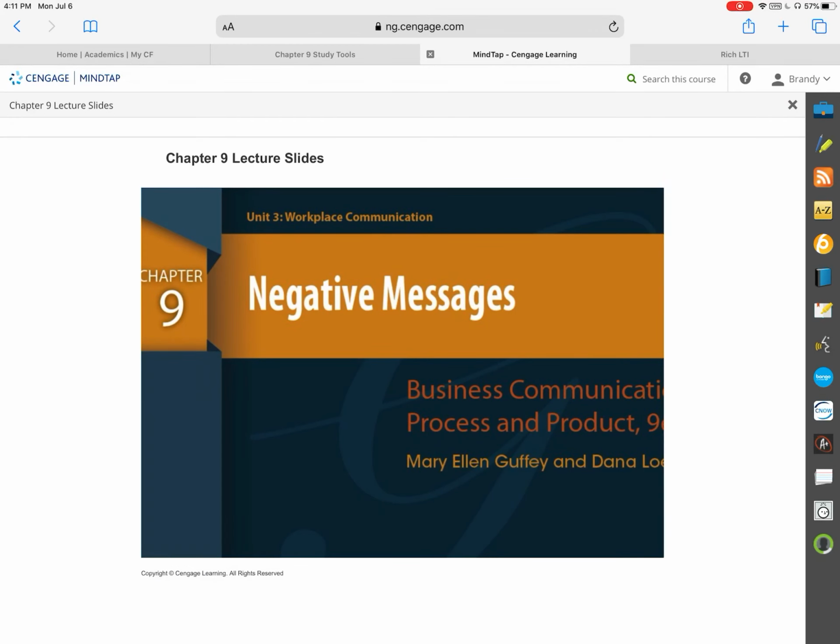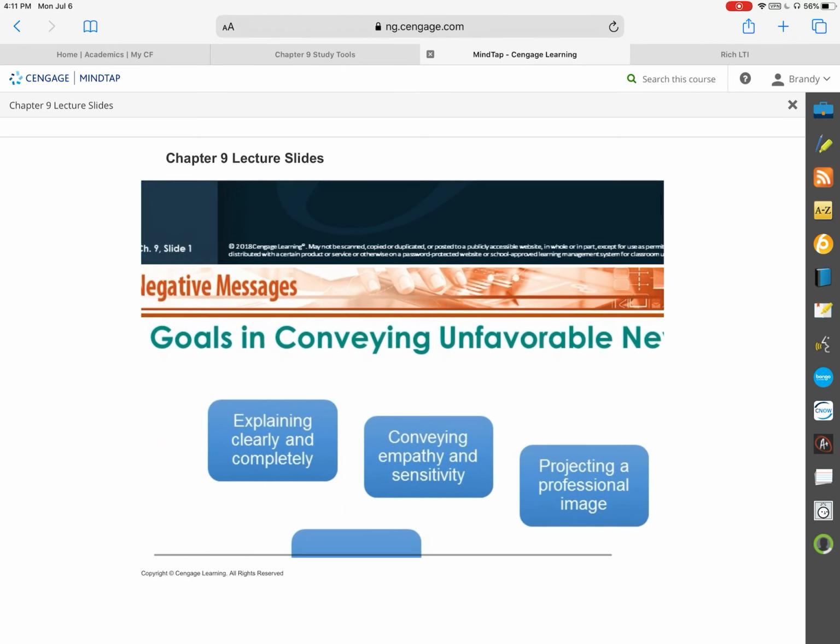We are moving and grooving, and we are on to week 8 now, which is chapter 9. As promised, we are moving on to negative messages. Last week we did positive messages, the week before that, short messages and digital messages, and now here we go, week 8, chapter 9, negative messages. So, a few things you want to remember when dealing with negative messages.